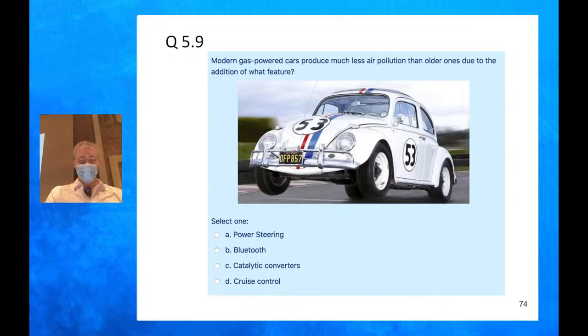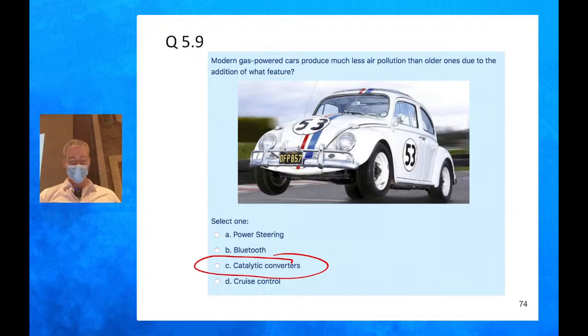Modern gas-powered cars produce much less air pollution than older ones due to the addition of what feature? And the answer there is catalytic converters. It doesn't do a whole lot for the NO2, but it does definitely take out the carbon monoxide, and it can take out unburned hydrocarbons as well.